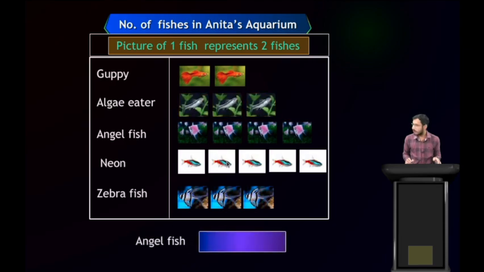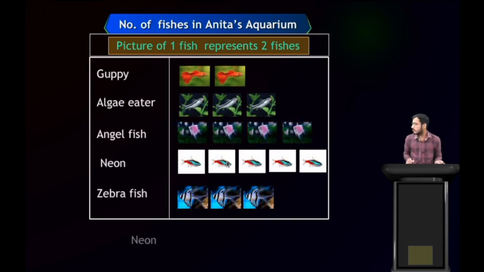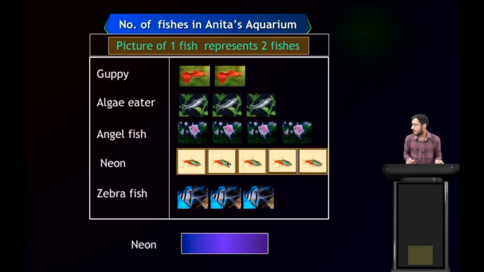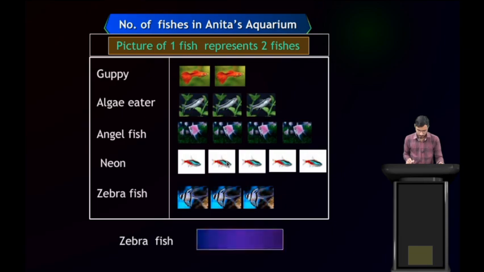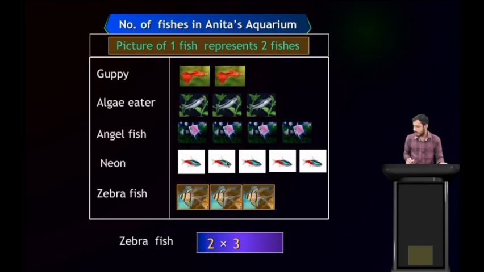Now students, can you tell me the number of angelfish? Yes, 4 pictures and 4 into 2, that is 8, so the number of angelfish is equal to 8 here. Now neon is 5 into 2, which is 10, and zebrafish will be 6 here.